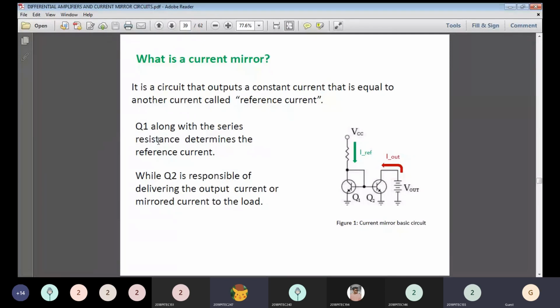Here Q1 along with the series resistance determines the reference current. This is the transistor Q1 and this is the transistor Q2. The common base connection of transistors Q1 and Q2 is connected to the collector of this transistor, so that current represents the reference current. The collector is connected to the voltage supply, and the collector current is nothing but our output current. The green indication is the reference current, while Q2 is responsible for delivering the output current, or mirror current, to the load. So this is your mirror current, delivered as the output current.